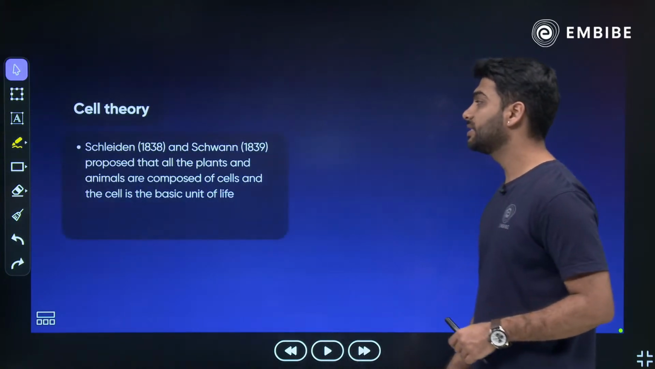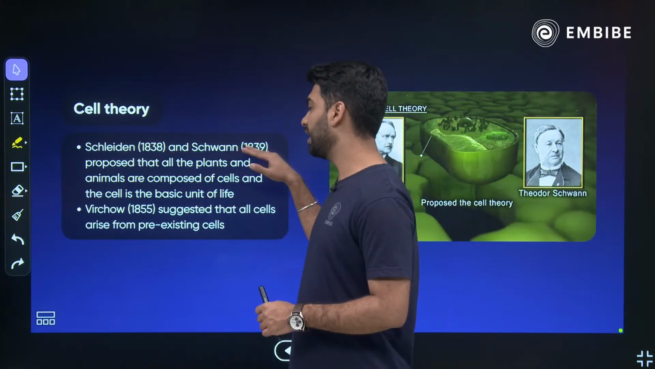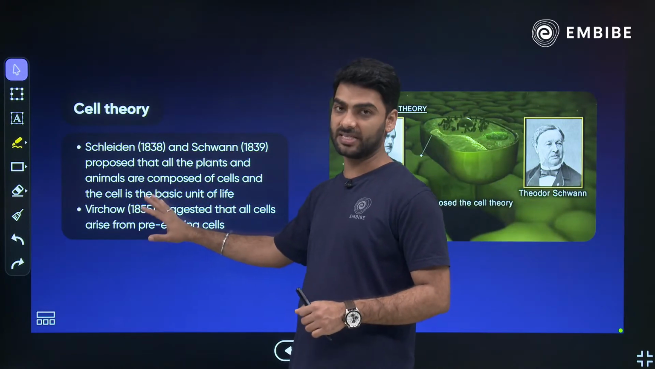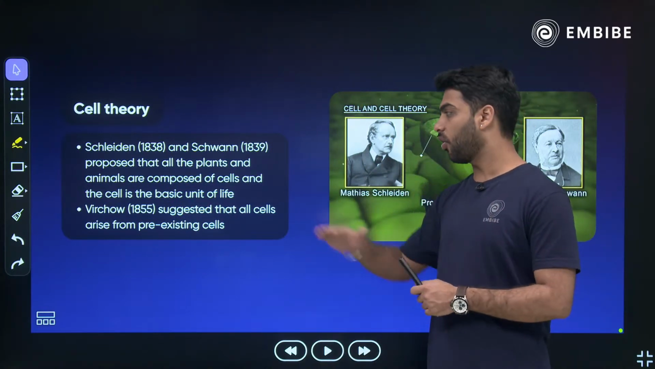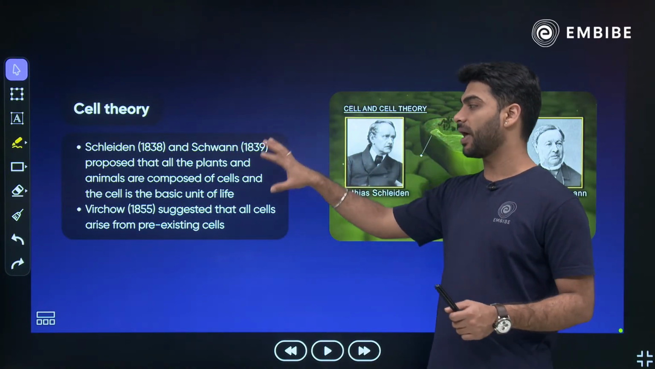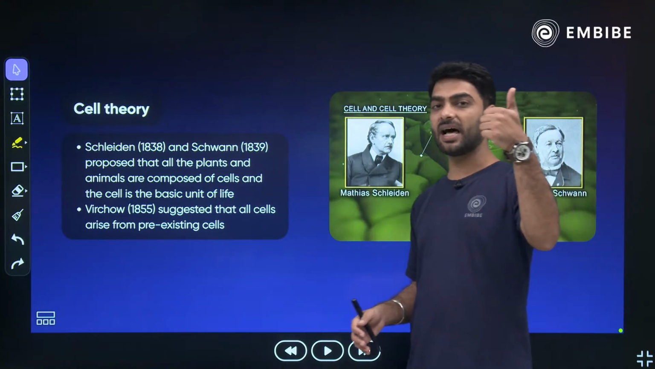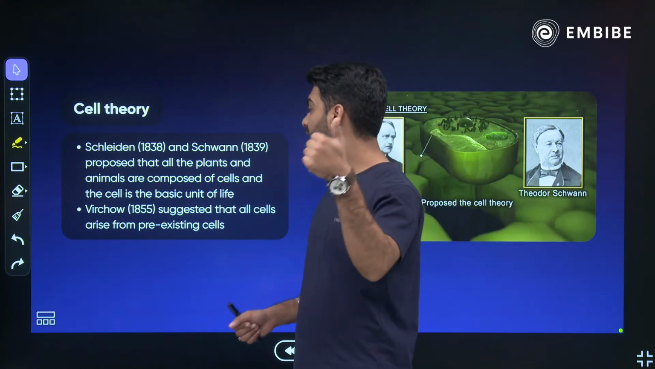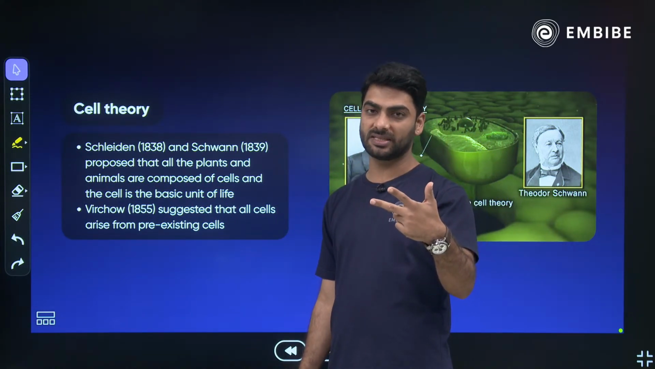Then we got the cell theory, which was given by Schleiden in 1838, Schwann in 1839, and, as I told you, Rudolf Virchow in the year 1855. All these three people, Schleiden, Schwann and Virchow, gave the cell theory, which said that cells are the fundamental unit of life. Every living organism is made of cells, and cells arise from pre-existing cells.